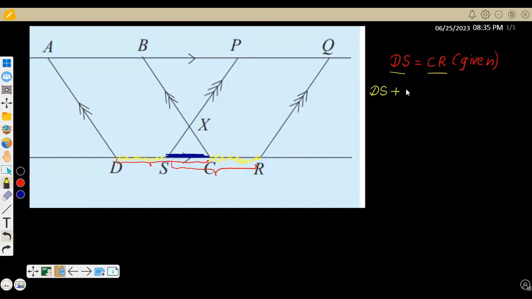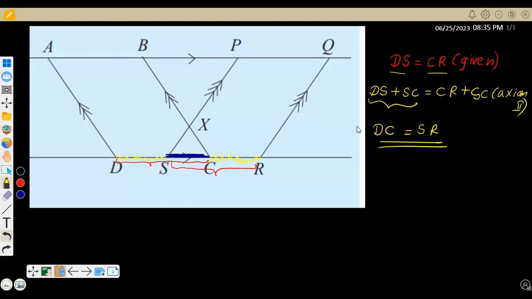So DS add SC equals CR add SC. They are equal because of axiom 2. You have to mention it. Then DS plus SC gives DC and CR add SC gives SR. Okay, you can write therefore. You can simply show that.